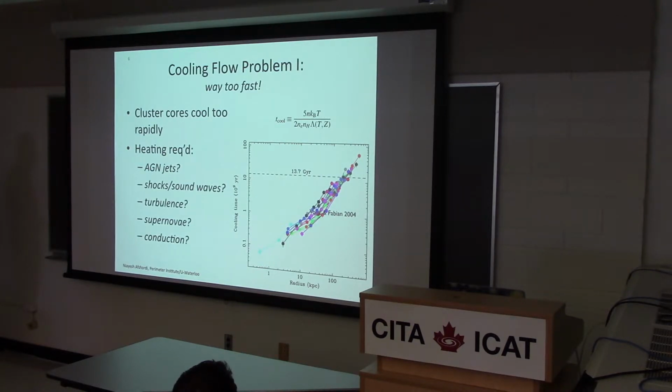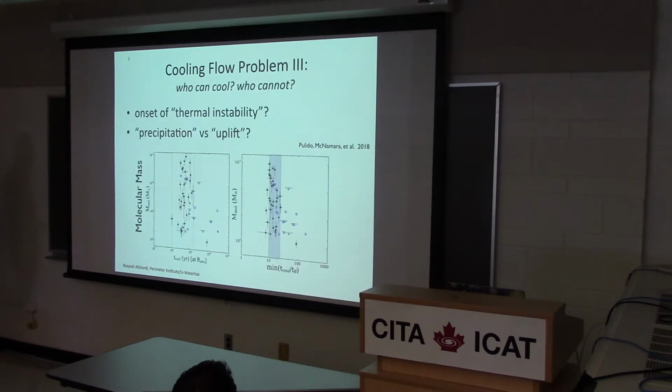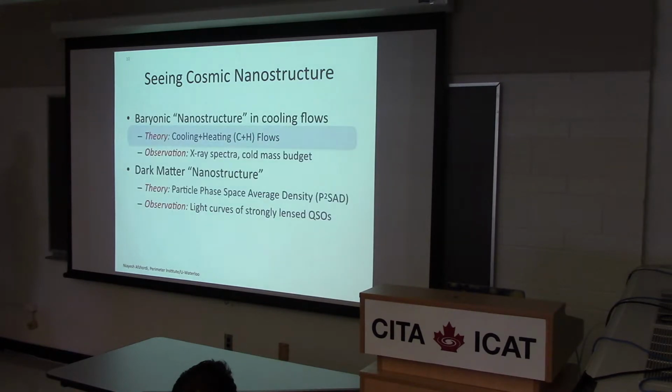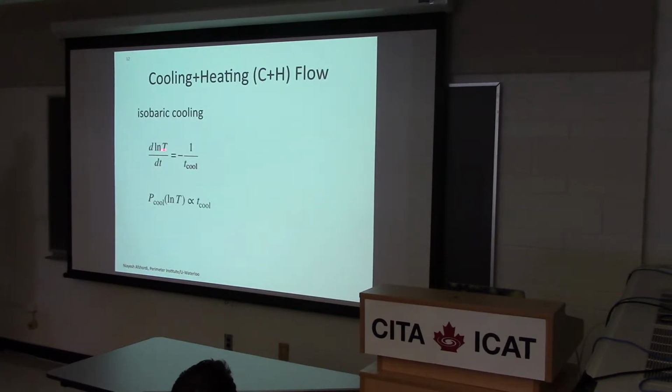So the isobaric assumption refers to the fact that when things happen fast, you assume it happens at constant pressure. So you assume nkT is constant. The isobaric cooling is then saying that d log T by dt, at constant pressure, goes as -1/t_cool. That's basically the definition of the cooling time at constant pressure.